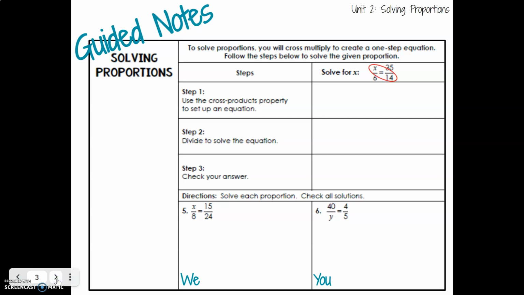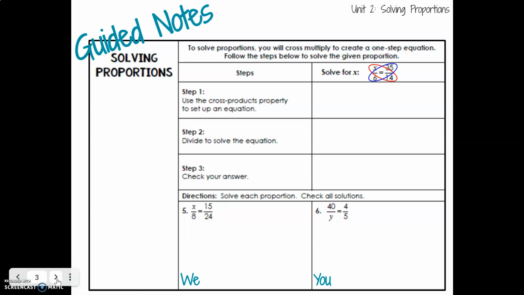So what I'm going to do is show you how to cross multiply. We're going to circle the cross products. We're going to circle x and 14 because they go together, and we're going to circle 6 and 35 because they go together. I wanted you to see this in different colors so you can see which numbers go together. The number and variable circled in red go together, and the two numbers circled in blue go together.